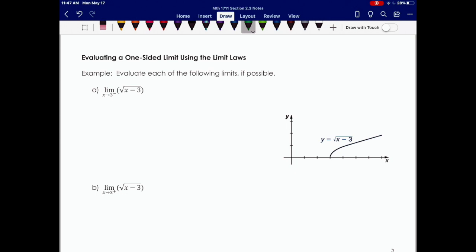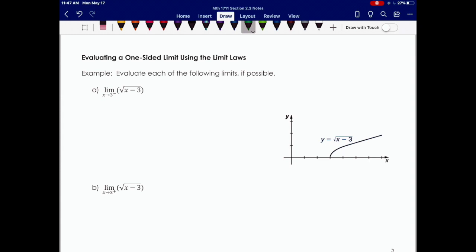We can use the limit laws for one-sided limits provided that the conditions hold true. So if we look at the function square root of x minus 3 for our example, we're going to evaluate the limit coming from the left and coming from the right of 3. Looking at part A first, you see that the function, the square root of x minus 3, is defined over the interval from 3 to positive infinity. So to the right of 3 and up, it's all defined. But it is not defined to the left of 3. So we can't use the limit laws to compute the limit as x approaches 3 from the left.